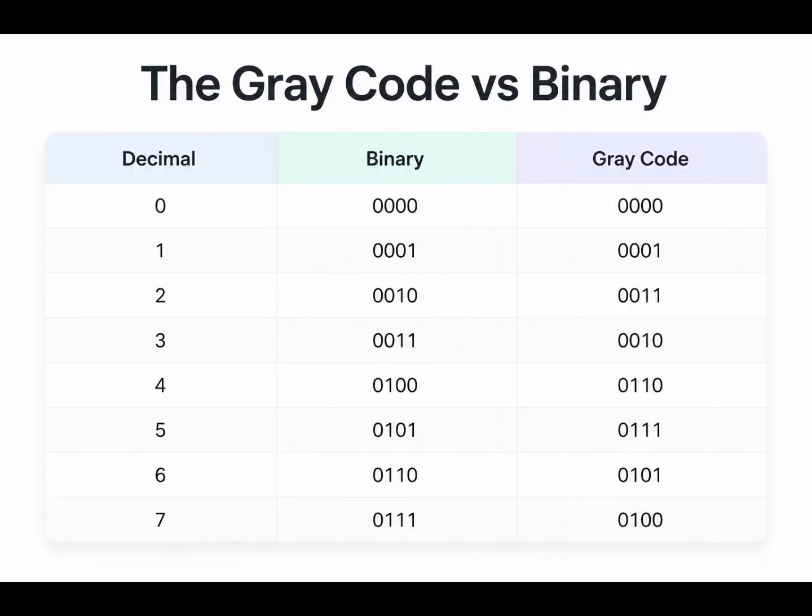Here's a quick comparison of standard binary counting versus the gray code. In standard binary, moving from 3 to 4 changes 3 different bits. In gray code, moving from 3 to 4 changes only 1 bit. This single bit change is what allows the K-map to group logical redundancies together.